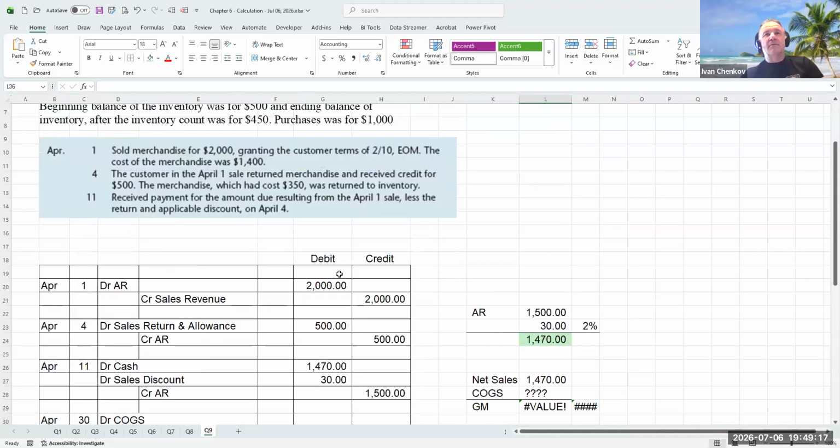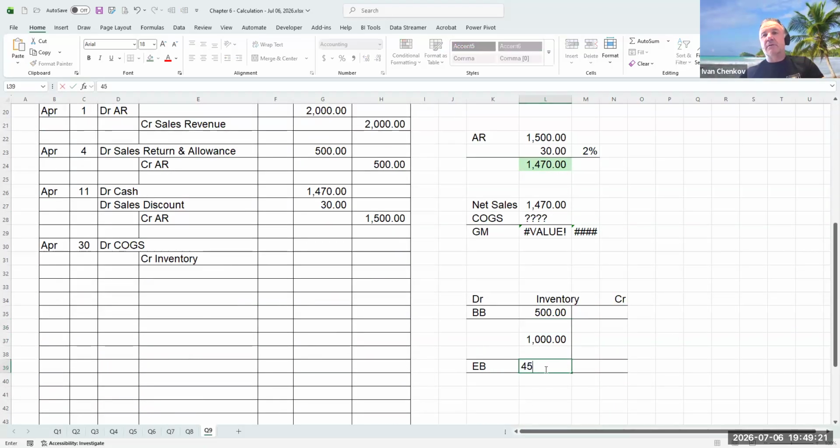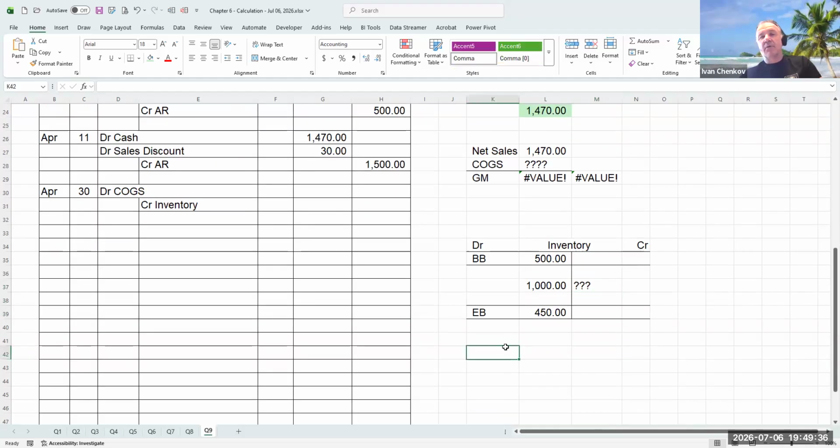And after the count at the end of the month, we count that we have $450 worth of inventory. The question is, how much is our cost of goods sold? Or what's the number here? So how are we going to get it? We already calculated that one.